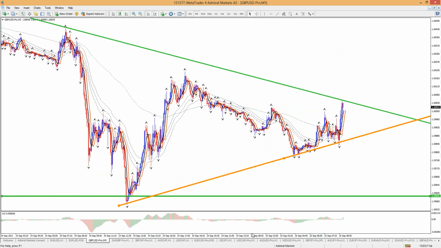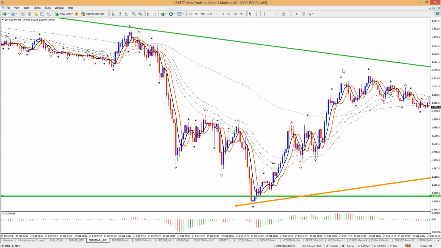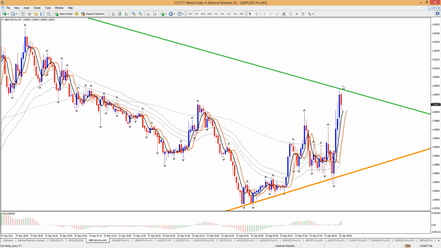We can keep an eye on the pound maybe because that's the one that's right at the trend line as we speak. So let's keep an eye on that one.